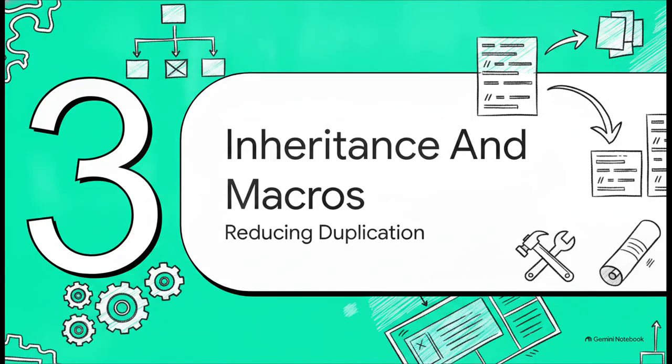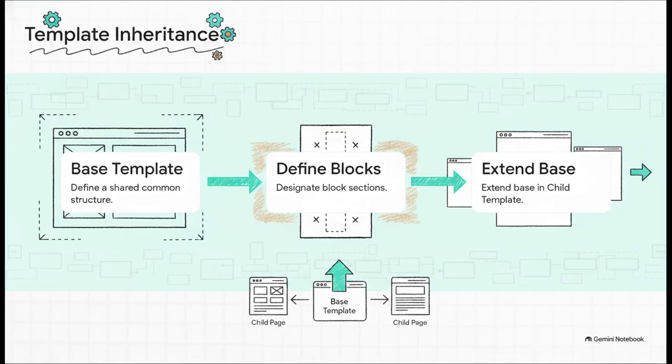Next up, part 3, inheritance and macros. Template inheritance is, without a doubt, one of Jinja2's greatest superpowers. Instead of copying and pasting your header, your menu, and your footer across every single page of your site, you use a super clean 3-step pattern. Step 1, you define a single base template with all that shared structure. Step 2, you designate blocks, which basically mark where child pages should insert their specific content. And Step 3, your child templates simply extend that base and inject their own genuinely unique content right into those designated blocks.